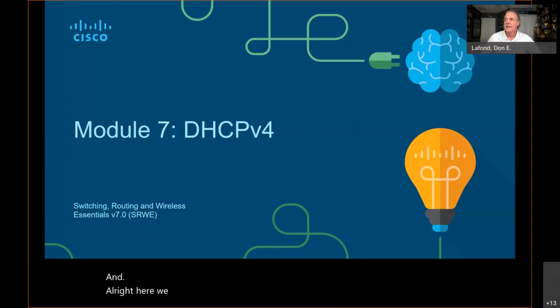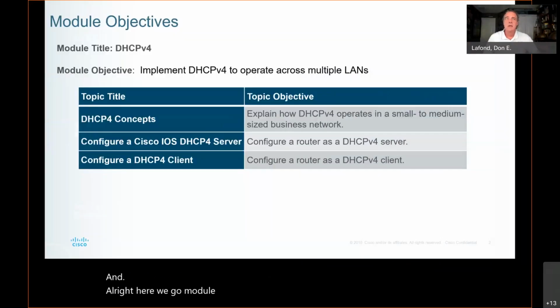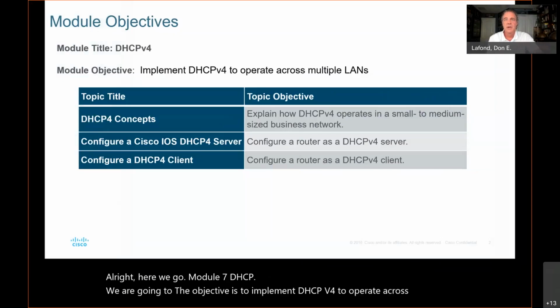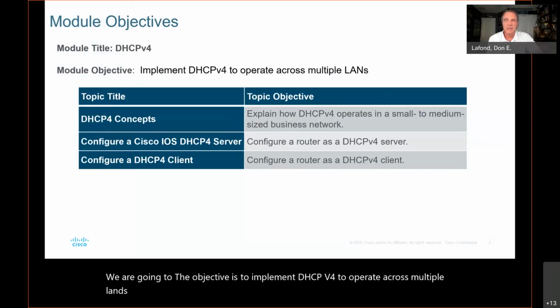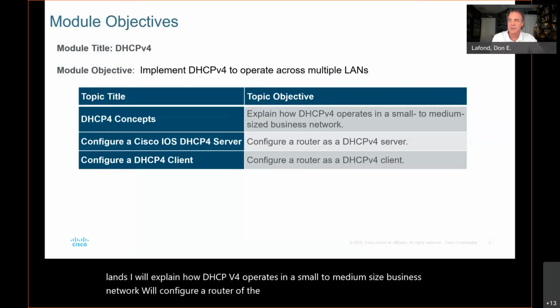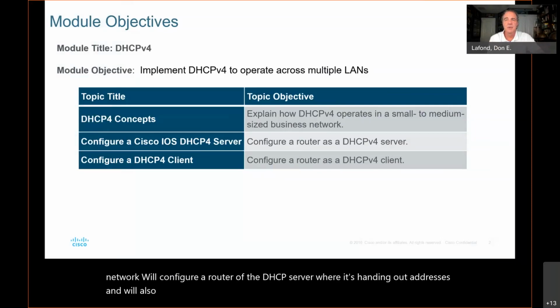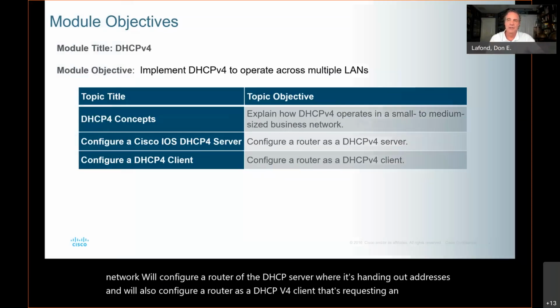Module 7, DHCP. The objective is to implement DHCPv4 to operate across multiple LANs. I will explain how DHCPv4 operates in a small to medium-sized business network. We'll configure a router as a DHCP server, where it's handing out addresses, and we'll also configure a router as a DHCPv4 client that's requesting an address or receiving an address.